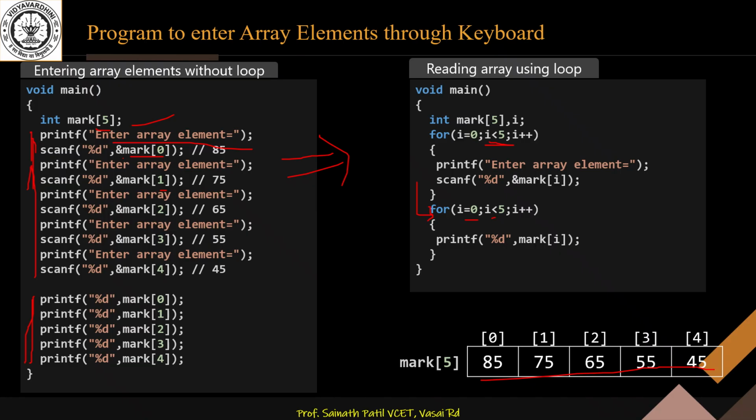Now in this case, if you see, this same statement is written here: printf %d, markup I. Now here the value of I will keep on changing. So this statement will execute 5 times under this for loop.